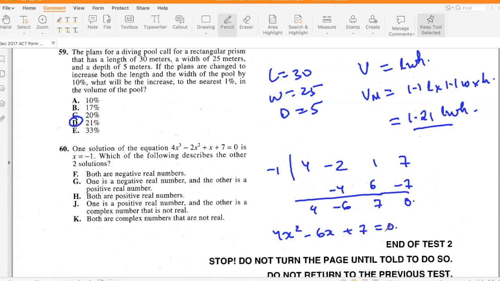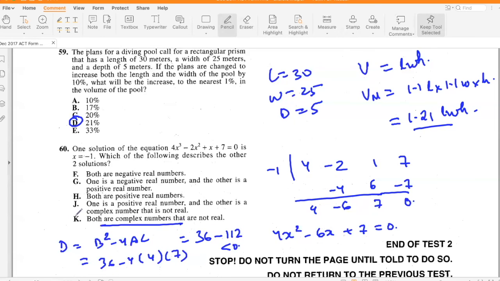So let's just find the discriminant first. So b squared minus 4ac, so that's 36 minus 4 into 4 into 7. So that's 36 minus 16 into 7, right? So 16 into 5 is 80, 96, 112. So this is negative. So both the roots of this quadratic would be complex numbers. Okay.